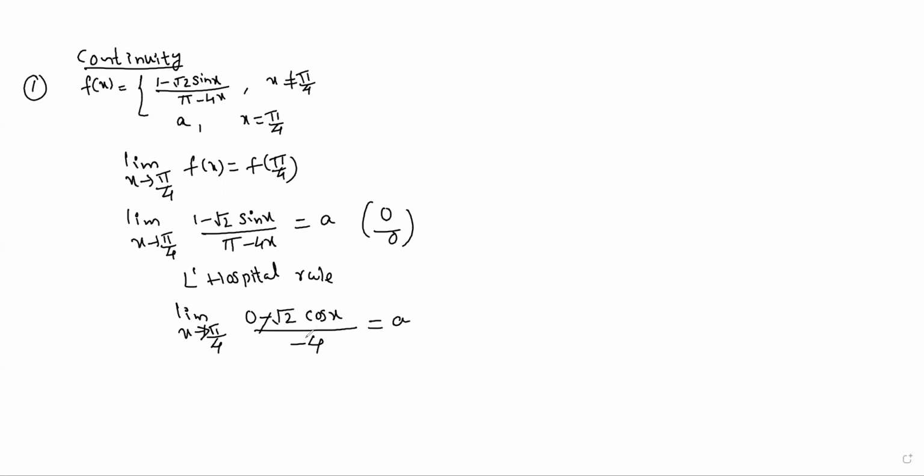Now this minus gets cancelled. Now I'll substitute x value pi by 4. That is root 2, and what is cos pi by 4? Cos pi by 4 clearly we will get 1 by root 2, whole divided by 4, is equal to A. Root 2 gets cancelled. Finally, what is the A value? A clearly will get 1 by 4. Now 1 by 4 means clearly which option? Option D is the correct one.